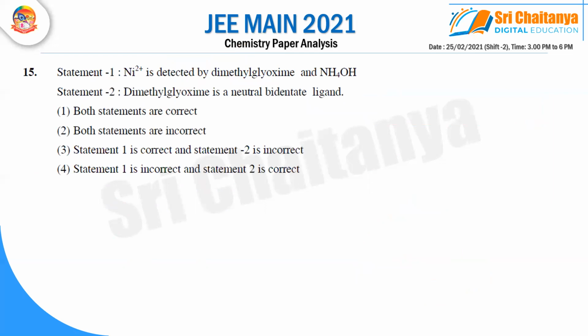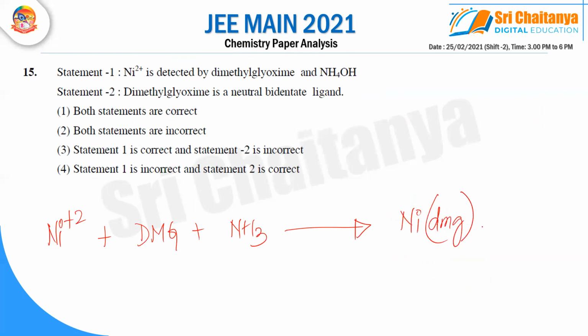Next, we have Ni plus 2 is detected by DMG and ammonia. Yes, true. Ni plus 2, this is the confirmatory test. We will use DMG in a medium of ammonia to arrive at this particular complex, and this is green in color. So this is the confirmatory test. Everybody knows this is true.